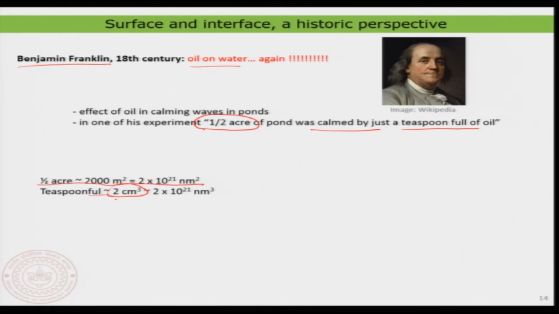It is a small amount, and that can also be converted into nanometer cube volume. And if you now take the ratio of it, you can easily calculate the amount that would be spreading on the ½ acre pond, and that turns out to be just 1 nanometer thick. That means the thickness of the oil that you spread on this pond was just 1 nanometer thick. And what is 1 nanometer thick?